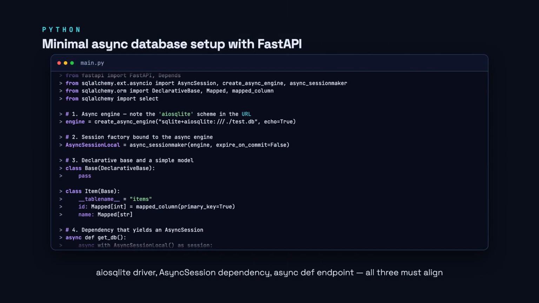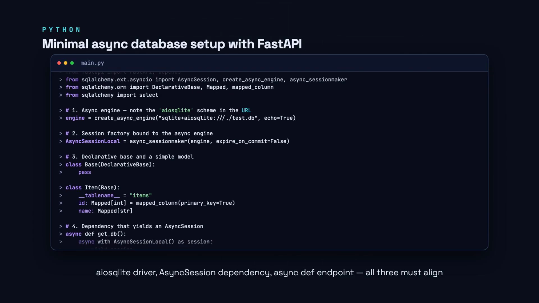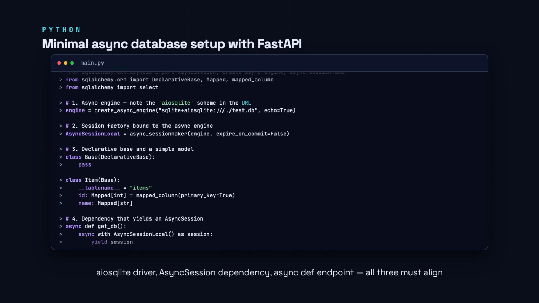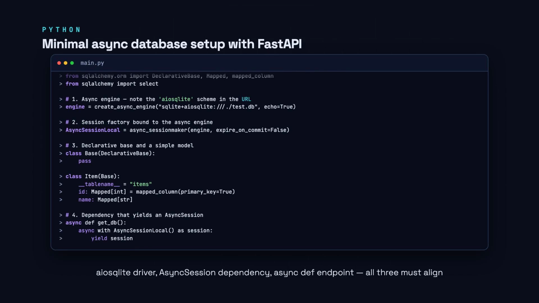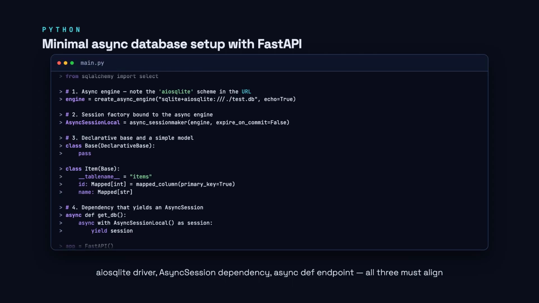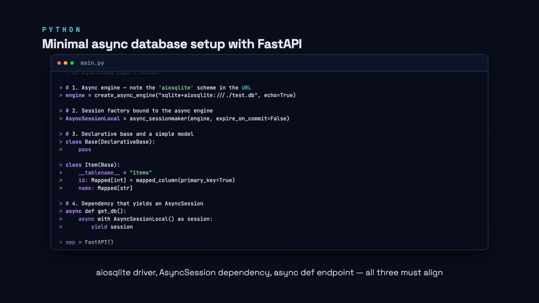Starting at the top, create_async_engine receives a URL that uses the sqlite+aiosqlite scheme. That plus sign tells SQLAlchemy which async driver to load. Next, async_sessionmaker creates a reusable session factory tied to that engine. The Item model is standard SQLAlchemy.